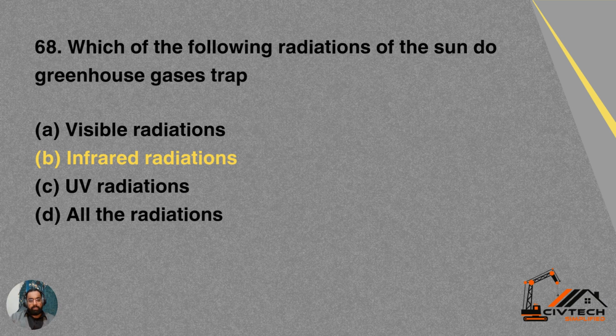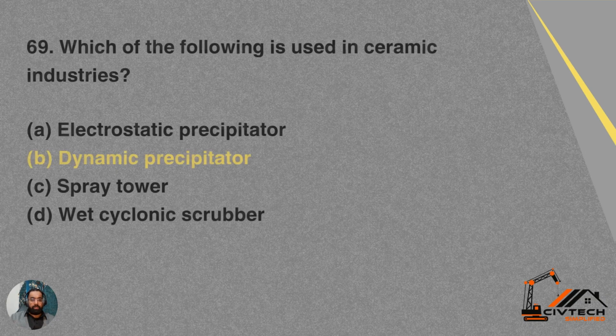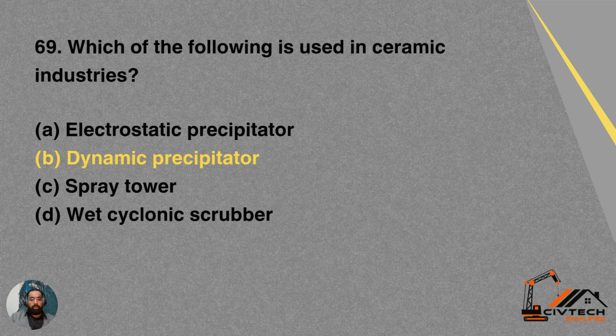Question 68. Which of the following radiations of the sun do greenhouse gases trap? Option A visible radiations, option B infrared radiations, option C UV radiations, and option D all of the above radiations. Option B is infrared radiation, which is the correct answer. It's the infrared radiations.